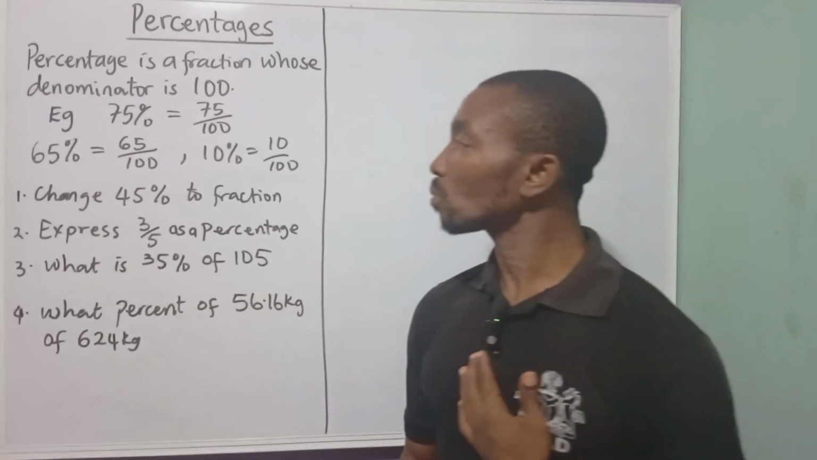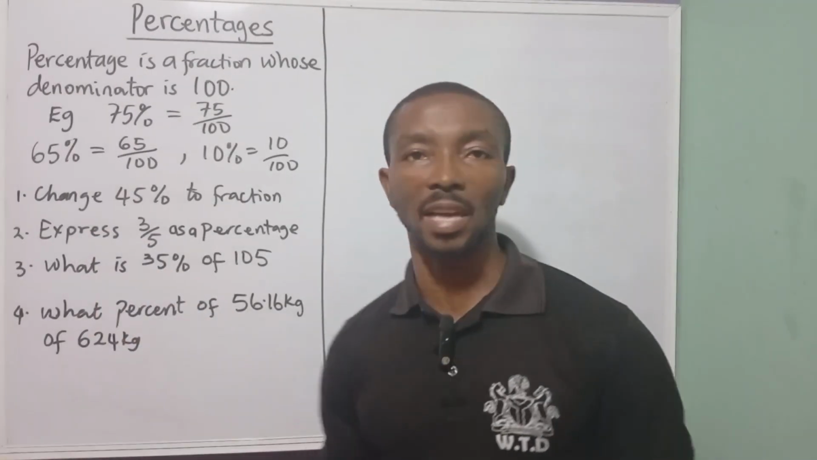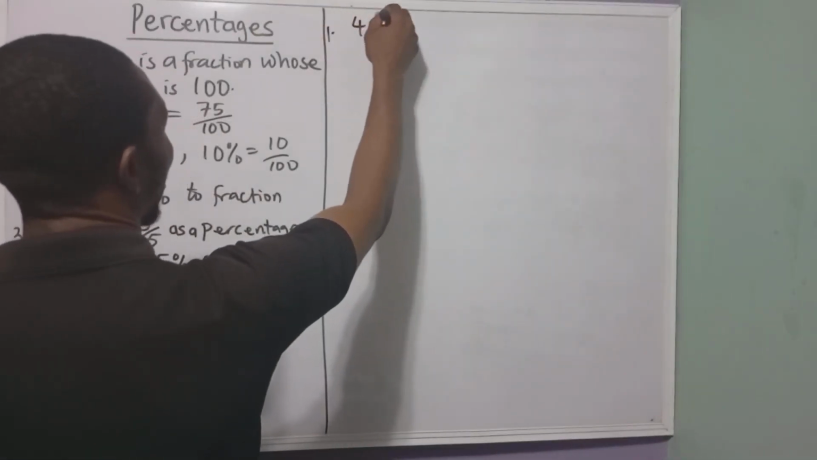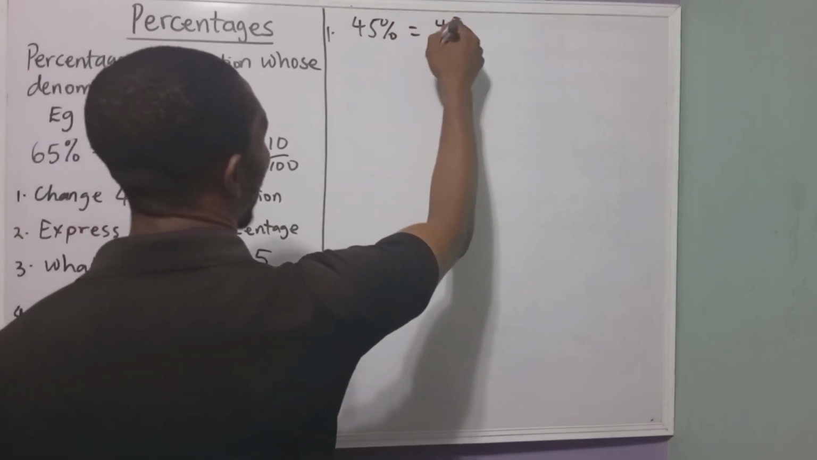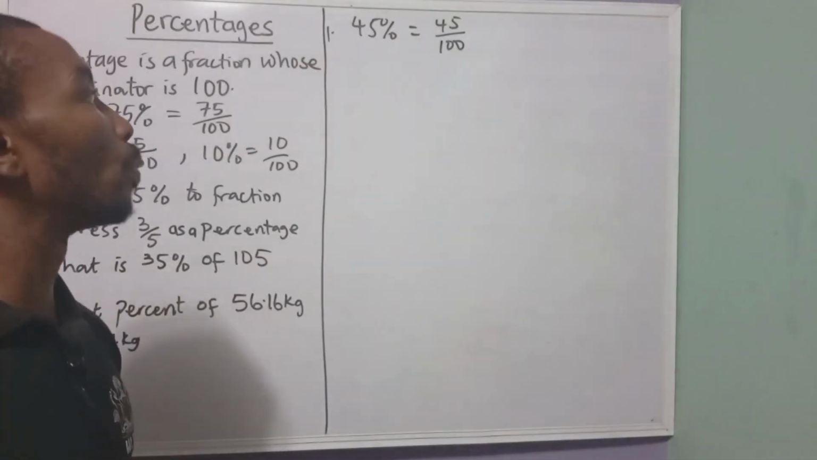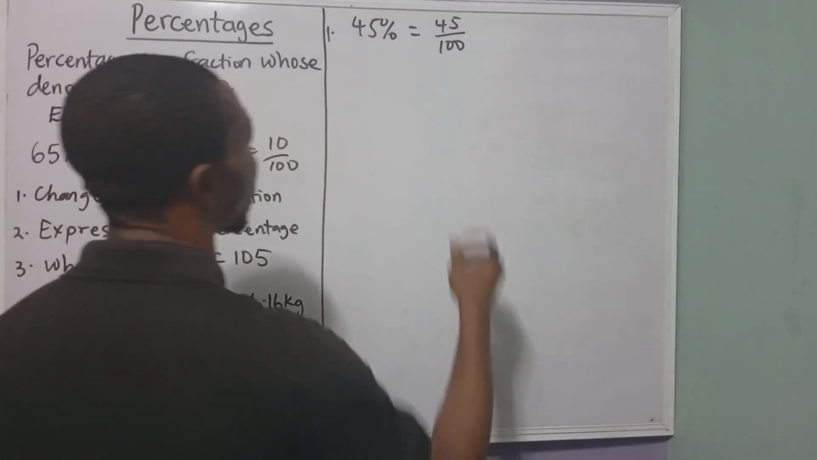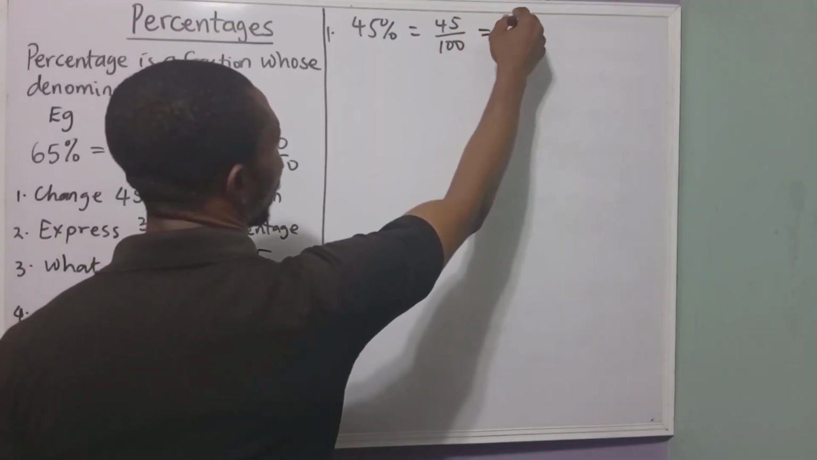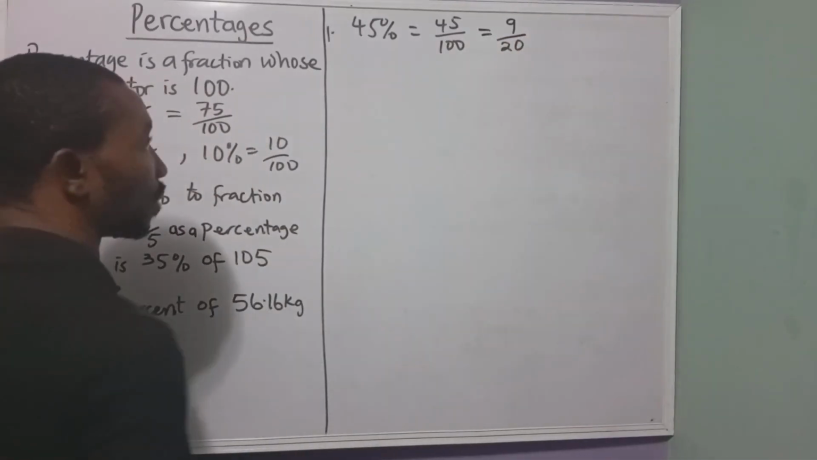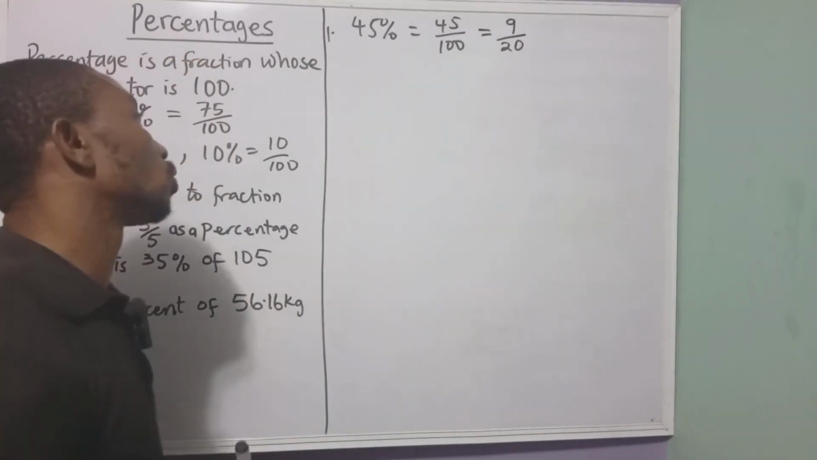All right, now looking at our example 1, question 1 says change 45% to a fraction. We know that 45% is 45 over 100. Since it's in percentages, we'll put it over 100. Now breaking it down to the lowest term, 5 into 45 would give us 9, and 5 into 100 would give us 20. That means 45% in fractions would be 9 all over 20.